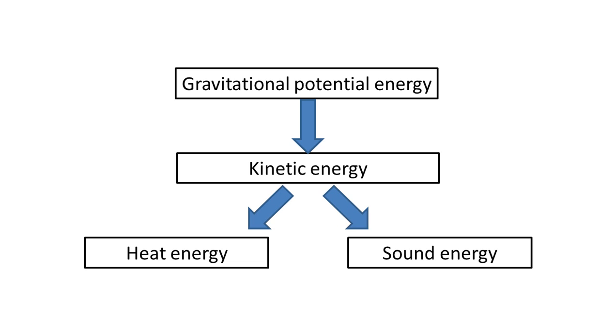But just to keep it simple, we'll leave it at that point where we've got our gravitational potential energy when the ball is at a certain height. As it falls, that gravitational potential energy is transformed into kinetic energy. When it hits the ground, some of that kinetic energy could be transformed into heat, some into sound, but we know that there could be more forms of energy that kinetic energy is transformed into as well.